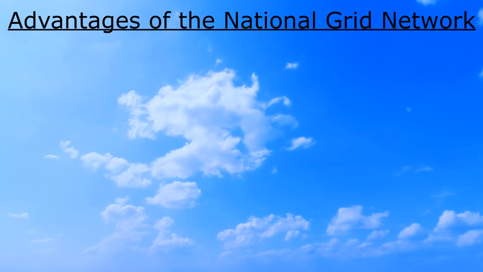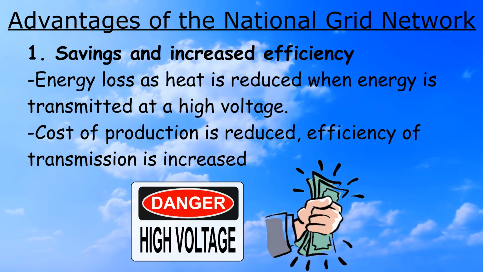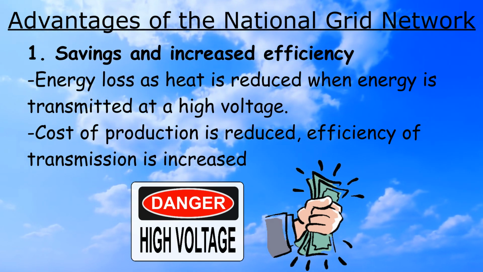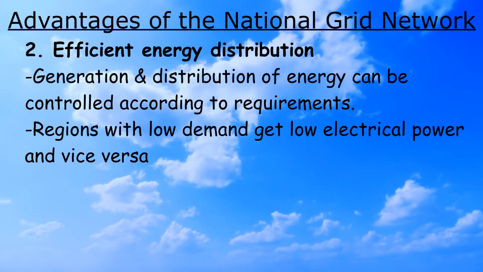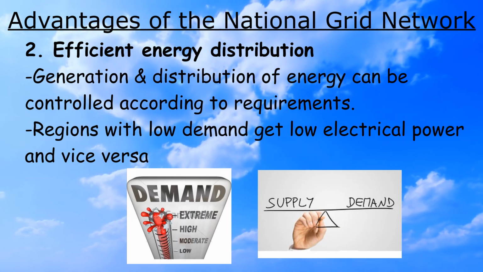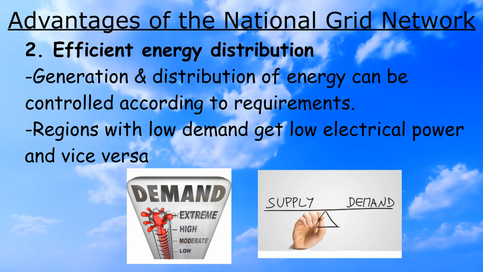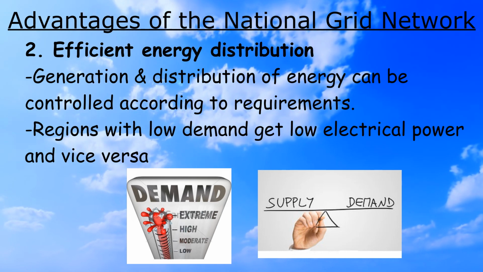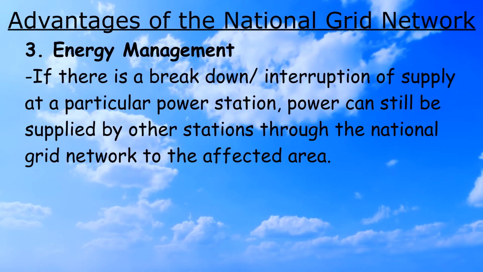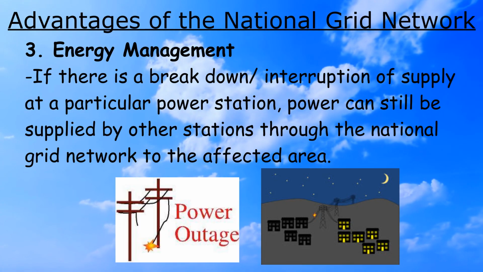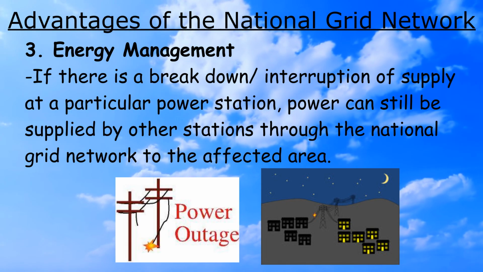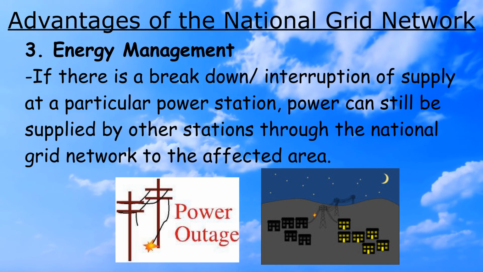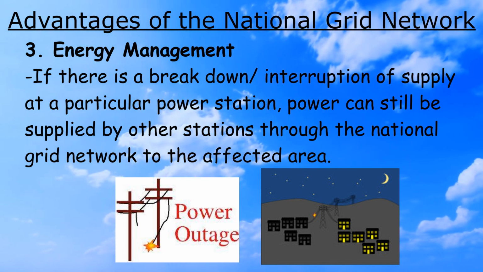Firstly, it is much cheaper and much more efficient. This is because the energy loss is minimized by transmitting the current at high voltage. Secondly, the energy distribution is much more efficient compared to other ways of transmission. This is because the generation and distribution of electrical energy can be controlled according to requirements. Lastly, the energy management of the national grid network is also much better. If there is a breakdown or interruption of supply at a particular power station, the power can still be supplied by other stations through the national grid network to the affected area.